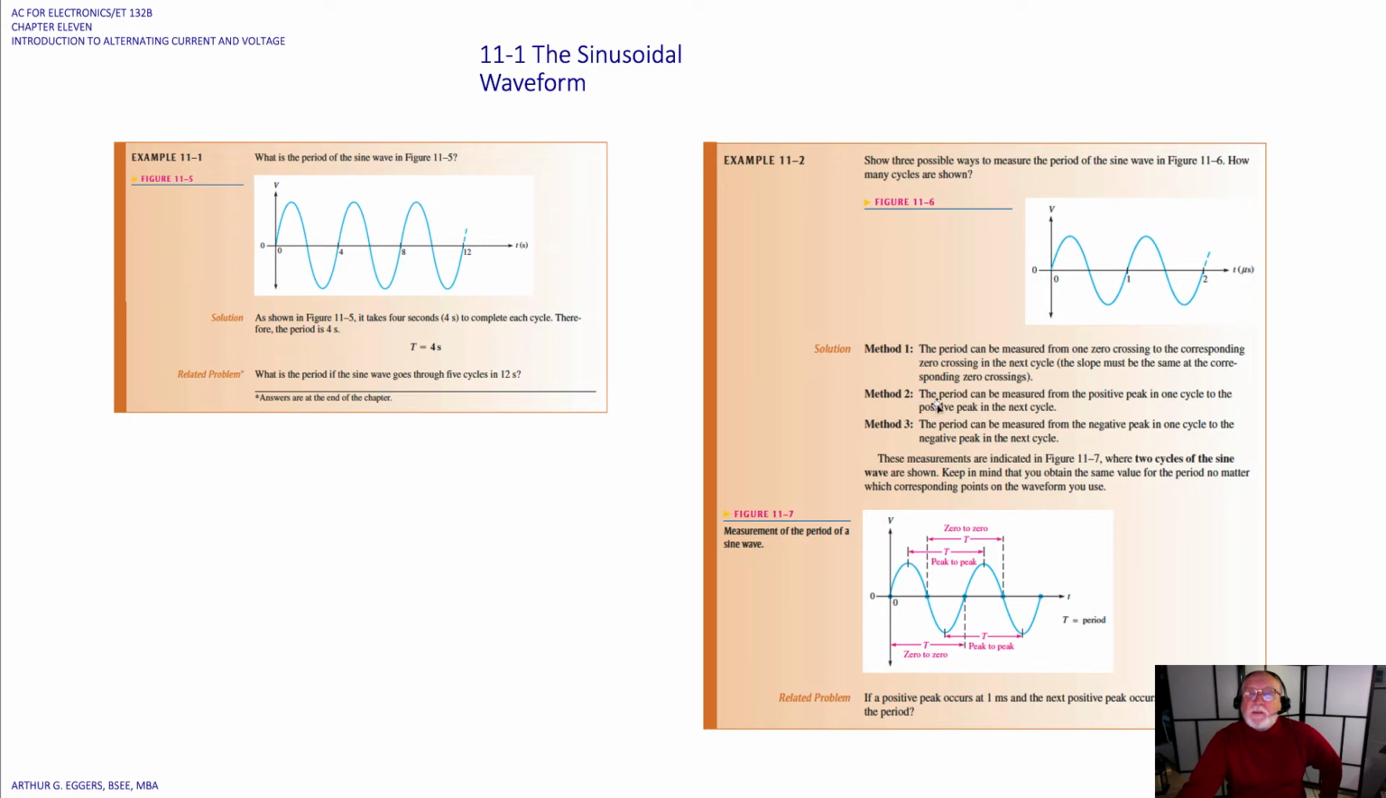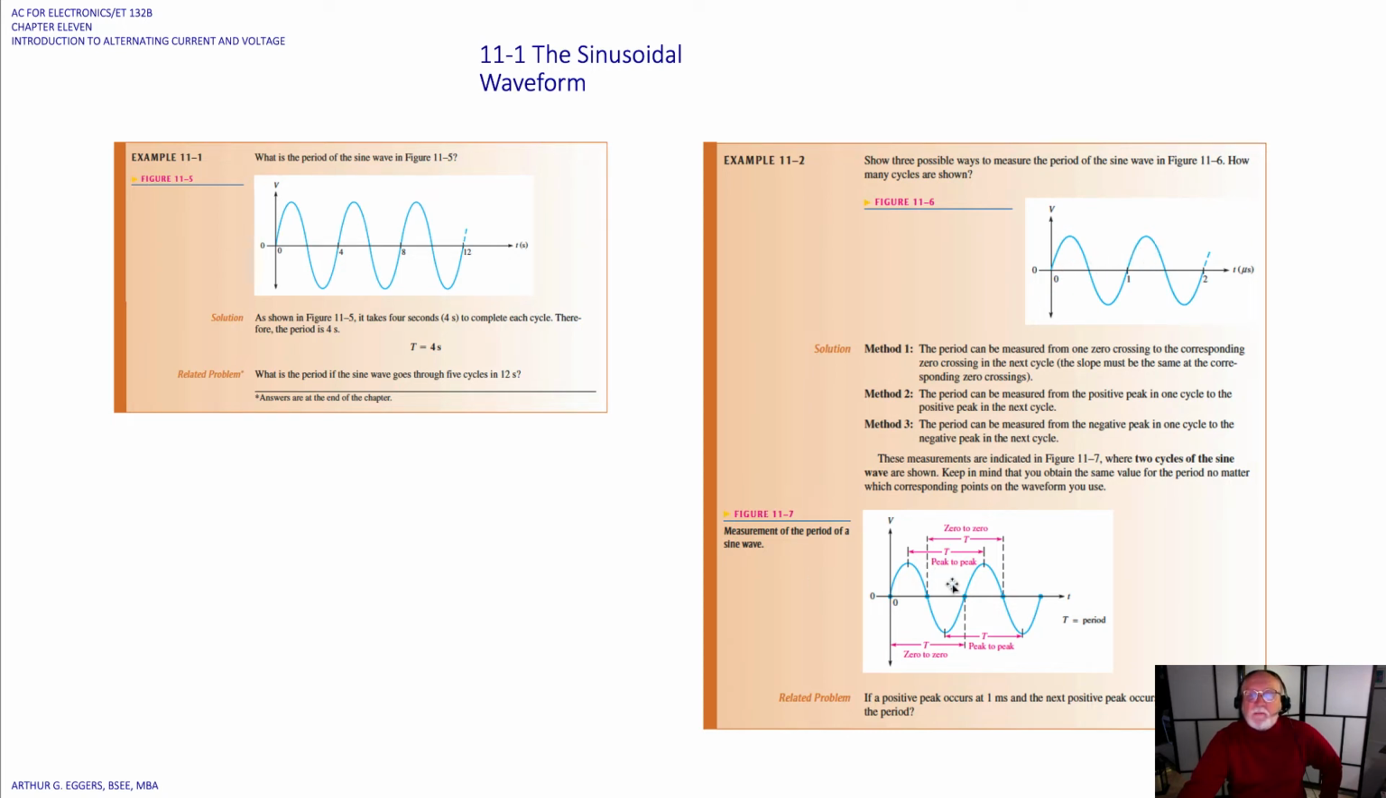Method 2 says the period can be measured from the positive peak of one cycle to the positive peak of the next cycle. So there's the positive peak of the first cycle, the positive peak of the second cycle. The third method says that the period can be measured from the negative peak to the next corresponding negative peak. So you have three methods here of measuring the period of the waveforms that you see here.